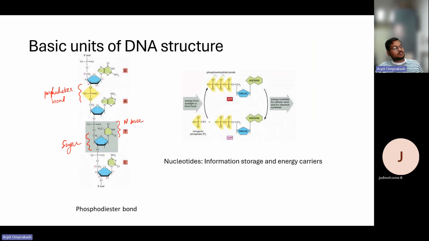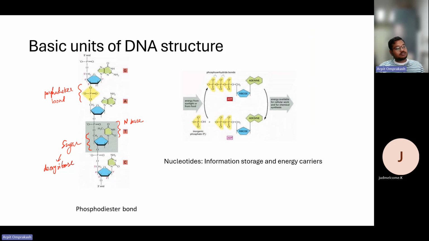Basically, we have a phosphate group in each of these sugar molecules. The carbons here are numbered, and the numbering starts from here: 1 prime, 2 prime, 3 prime, 4 prime, 5 prime. These are the five carbons. The sugar is deoxyribose for DNA and ribose for RNA. Deoxyribose is the five carbon sugar, so it has five carbon atoms, and these are numbered as shown here.